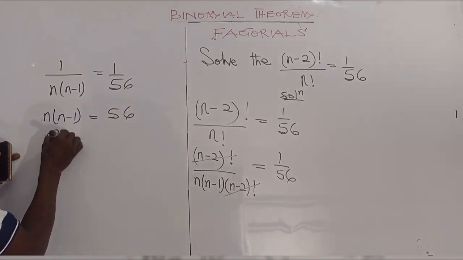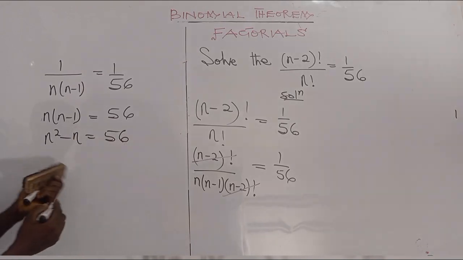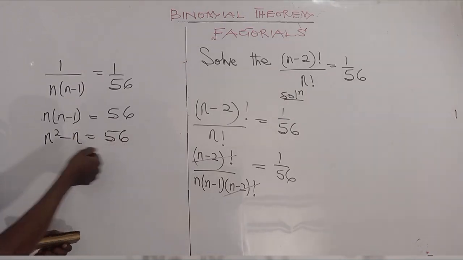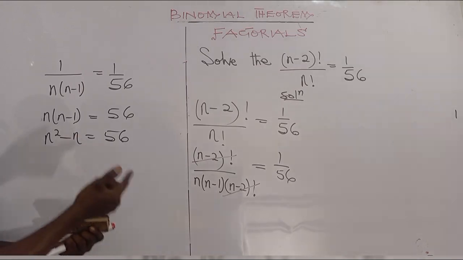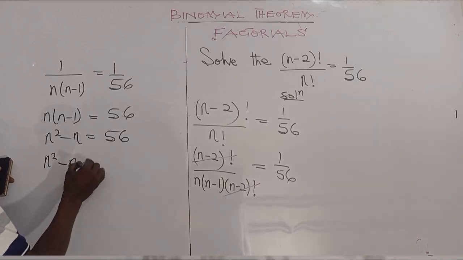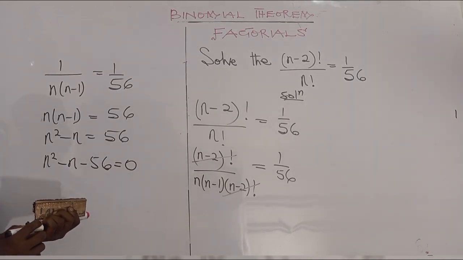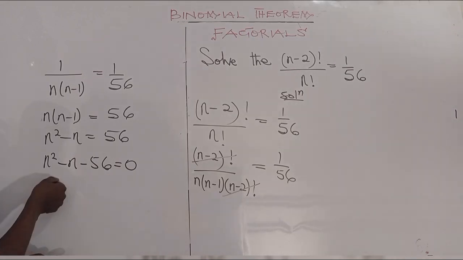So we have n squared minus what? n is equal to 56. Why don't we bring the 56 to the left hand side of the equation and then see something? So we have n squared minus n. This will give us minus 56 is equal to 0. What did you see? Or what can you see? You realize that we are having what?